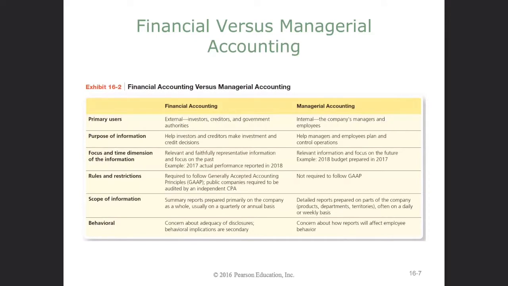And so here we just see it broken down a little more for us. We've got financial accounting on the left-hand side, and managerial accounting on the right-hand side. It lists who the primary users are. Again, know who those primary users are, and also the purpose of the information. For financial accounting, these are external users: investors, creditors, government authorities. They use financial accounting information to help them make investment and credit decisions.